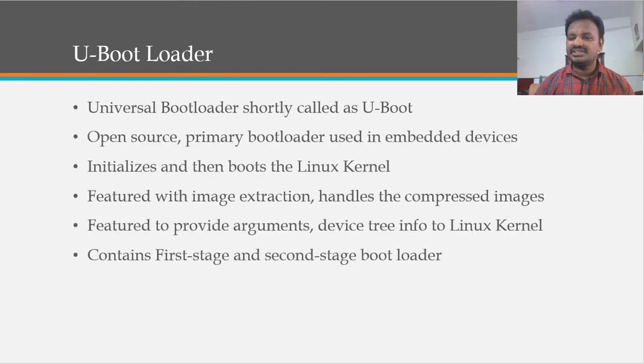Here is some introduction about the U-Bootloader. Universal Bootloader, shortly called U-Boot, is completely open source and is the primary bootloader used in embedded devices. It initializes, then boots the Linux kernel. It loads the Linux kernel into the RAM, and then it boots that Linux kernel. It also features image extraction, so that our Linux kernel image size gets smaller.